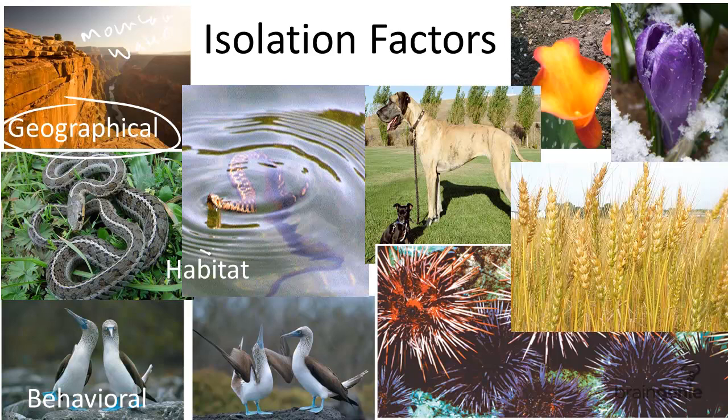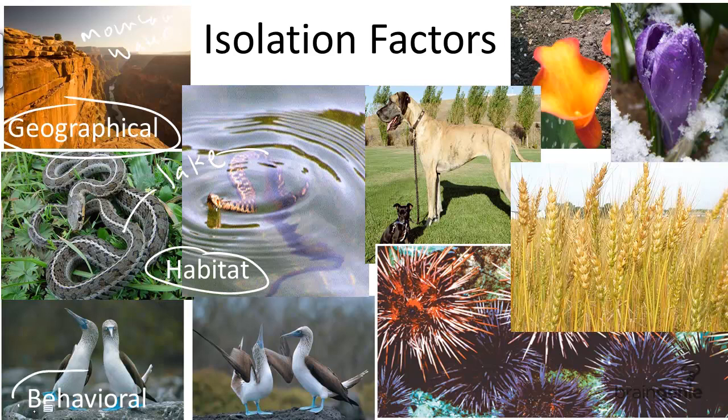Habitat isolation. Habitat isolation occurs when two organisms live in different parts of the same area. For example, snakes living in two different parts of the lake will be naturally selected for their extreme traits. One lives in the watery area, one lives in the grassy area, and this is called disruptive selection.